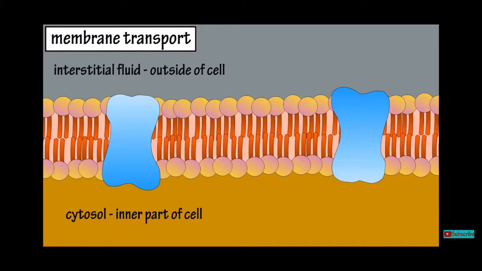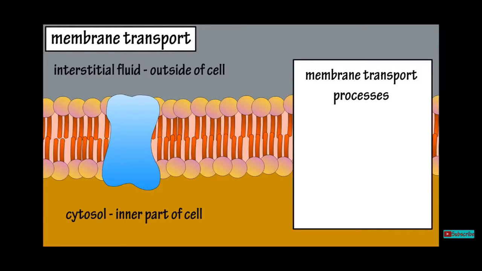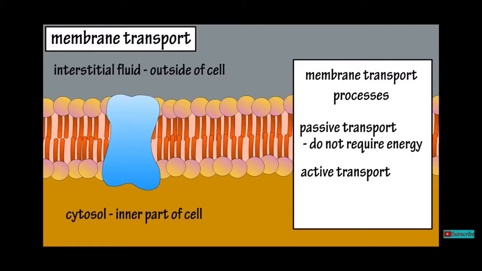Substances move into and out of a cell through several different processes called membrane transport. There are two main processes: passive transport processes and active transport processes. The main difference between the two is that passive processes do not require energy expenditure, and active processes do require the cells to expend energy. Let's start by looking at the passive processes.